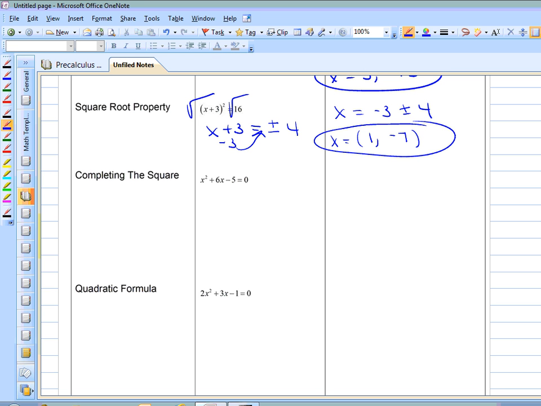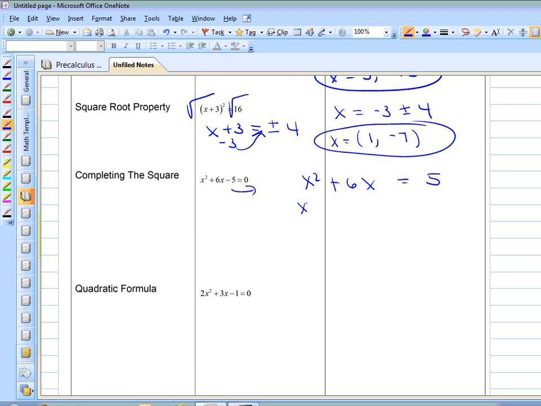So it's a very helpful tool. So let's take a look and refresh our memory about completing the square. This is where we're going to move the constant to the other side. So we're going to get x squared plus 6x equals 5. No coefficient in front, so we don't have to worry about that.